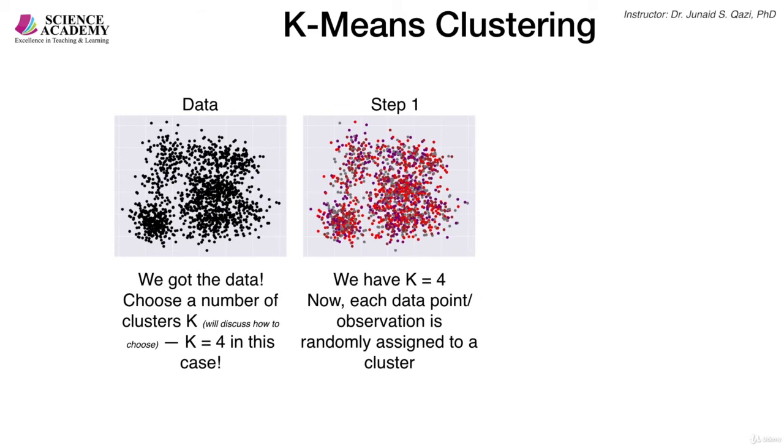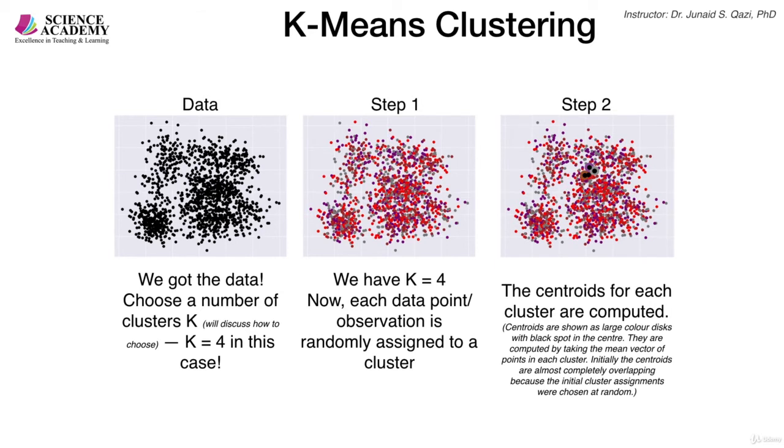In the very first step, after selecting k equal to 4, each data point or observation is randomly assigned to a cluster. Like in this case, all the data points are overlapping. We have 4 colors, 4 groups, because we have chosen k equal to 4, but there's no distinct class so far. So in the next step, the centroids for each cluster are computed.